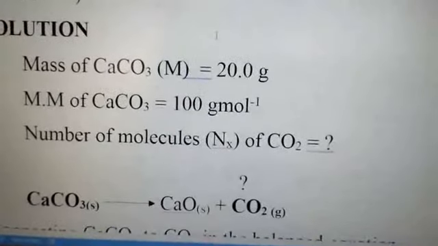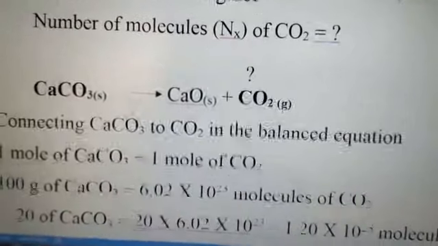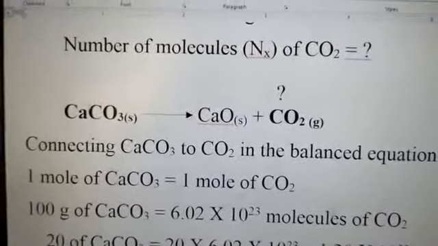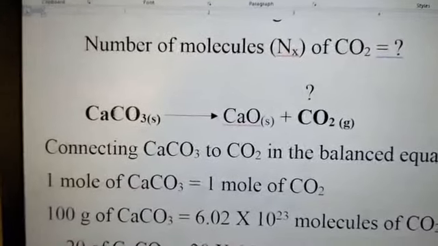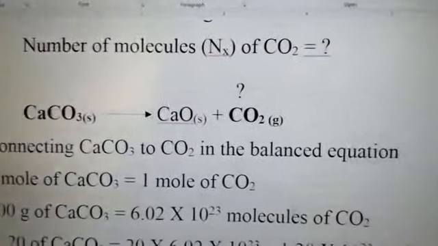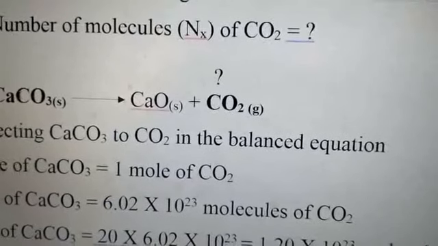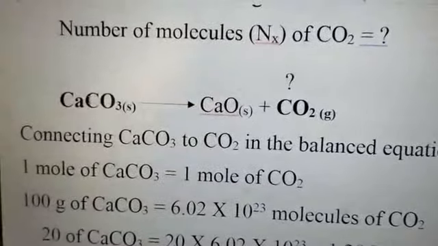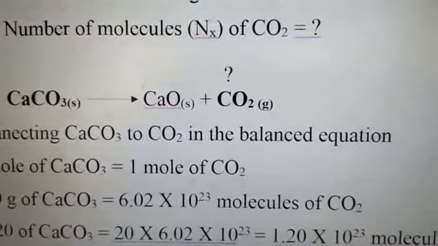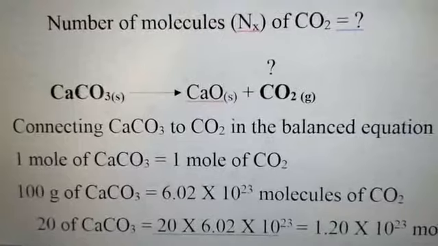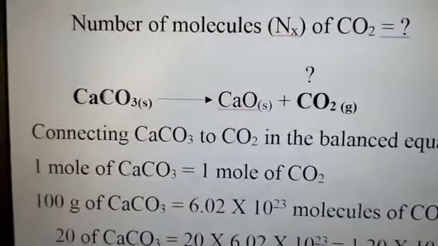The number of molecules of CO2 is what we're looking for. So we'll go to the equation, write down the balanced equation. They gave us calcium carbonate, the mass given to us as 20 grams. That becomes the known substance. We're looking for the number of molecules of CO2, so the question mark is on CO2, the unknown substance. So we'll connect calcium carbonate to CO2. Connecting the two of them from the balanced equation, we'll now say 1 mole, the ratio is 1:1.